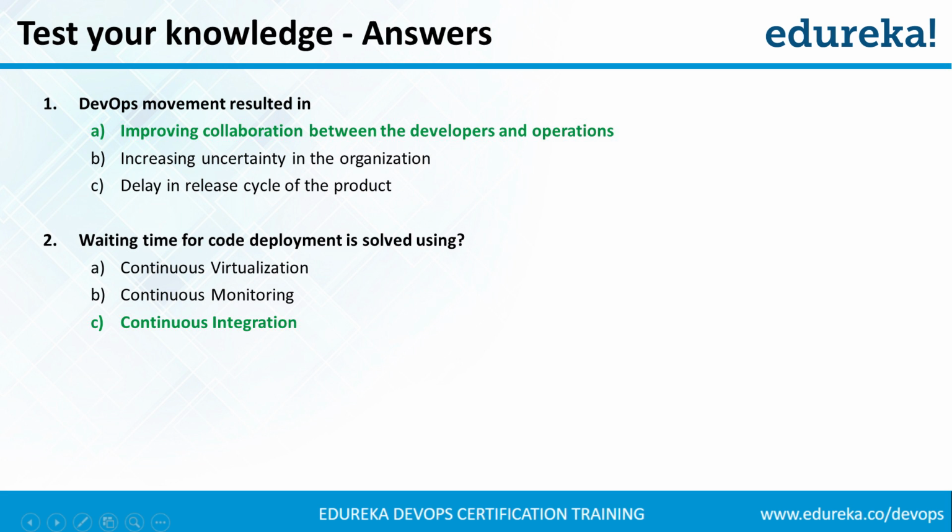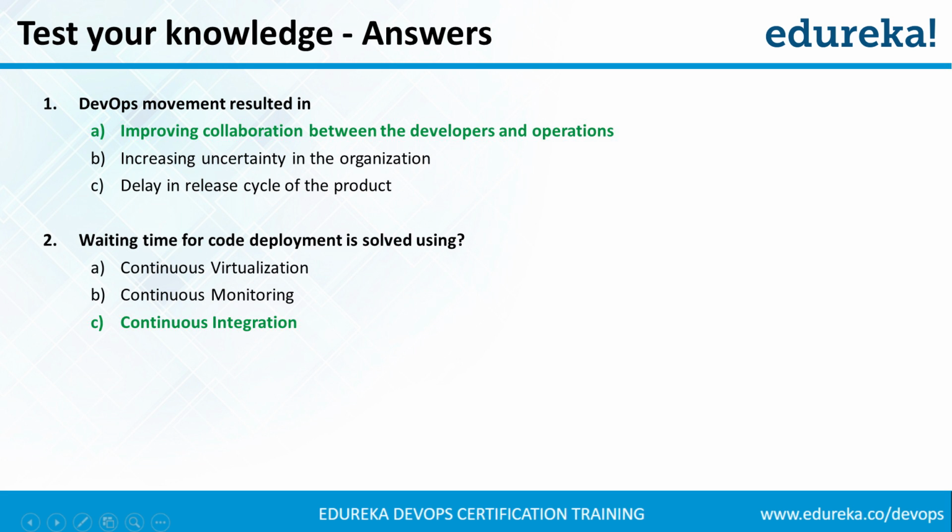Waiting time for code deployment is solved using continuous integration. We saw that: continuously, rigorously testing your code every time a new check-in happens, and then making sure that it is always cool, and then moving it out. And that means it's always in a deployable state. Okay, and the big event of deployment is turned into no big event. So it's good. So we do continuous integration there.